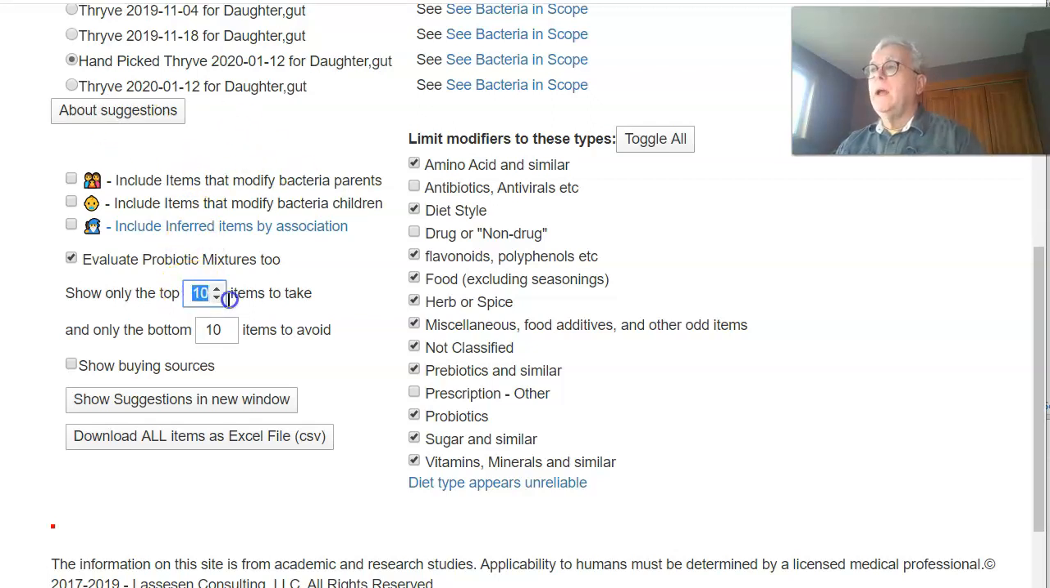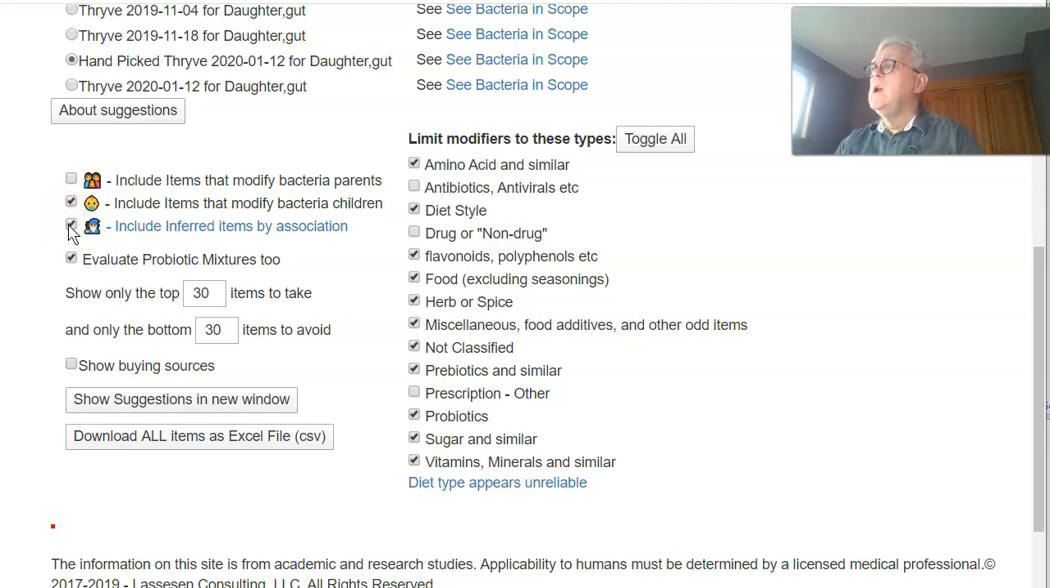And we are going to ask for a very big list. And I'm going to exclude buying sources. I'm going to say include probiotics there. And I'm going to say if we have information about a child of the bacteria we're trying to modify, let's include that. And also doing inferred by association.